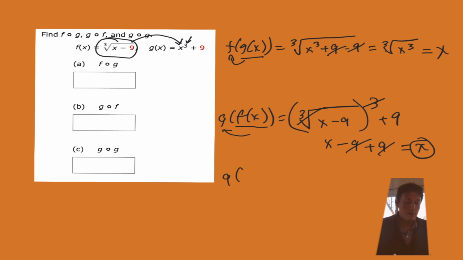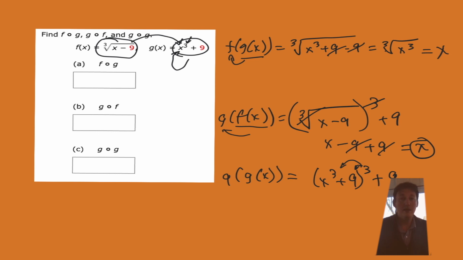And the last one is g of g of x, which is equal to taking g of x and plugging it into itself. So I'm going to take this function and plug it in for x in x cubed. So instead of writing x, I'm going to write x cubed plus 9, cubed, and then plus 9. Now if you wanted to simplify this a little further, you wouldn't cube each term separately. You would have to multiply it by itself 3 times. So I'll leave that up for you to do.